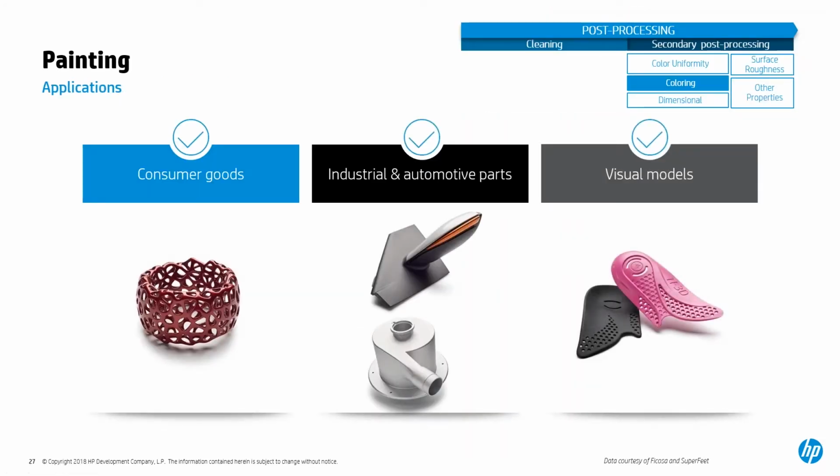So painting is a process that could be used in consumer goods, in final part production of automotive parts, for example, and here color matching between the 3D printed parts and injection molded parts could be very relevant. The way to do this color matching between them would be to apply a paint on both of them, or in visual models for prototyping purposes.